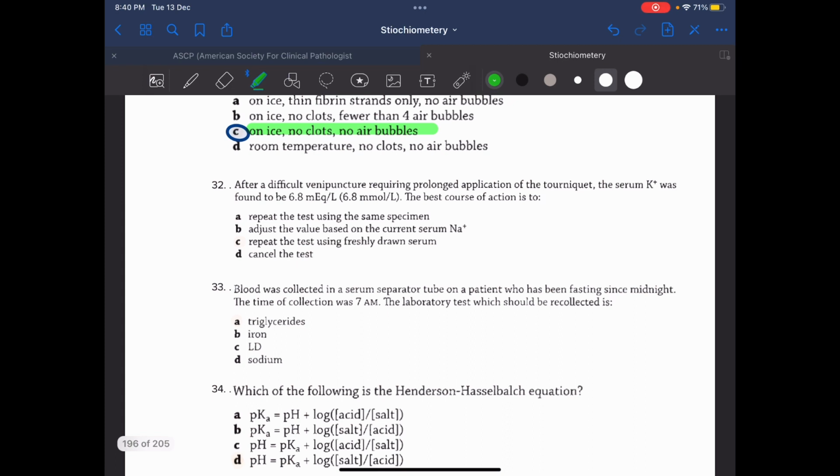Question 32. After a difficult venipuncture requiring prolonged application of the tourniquet, the serum potassium was found to be 6.8 millimole. The best course of action is to repeat the test using the same specimen, adjust the value based on the current serum sodium, repeat the test using freshly drawn serum, cancel the test. The correct answer is to repeat the testing using a new sample. So the correct answer is C.